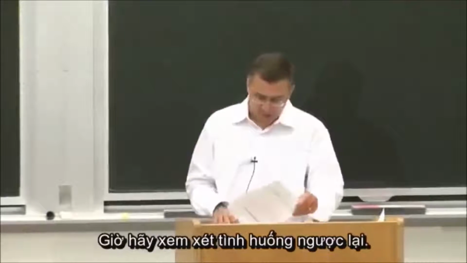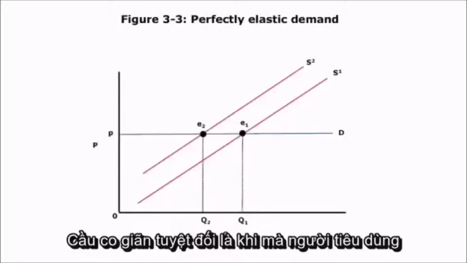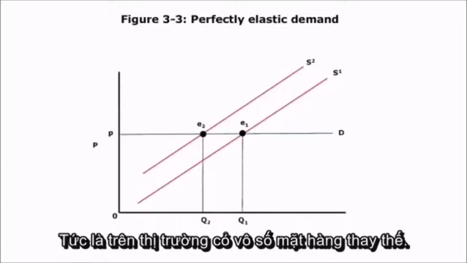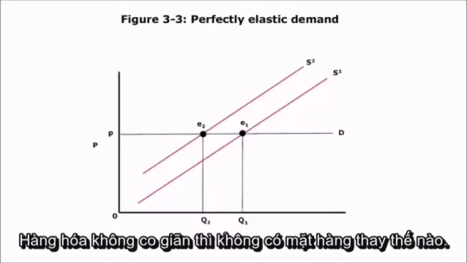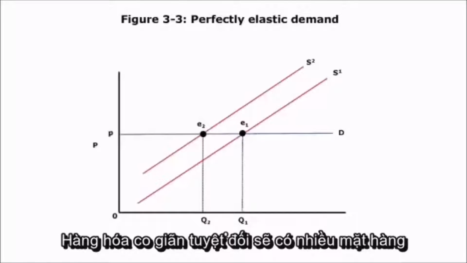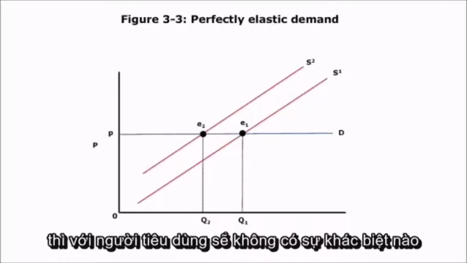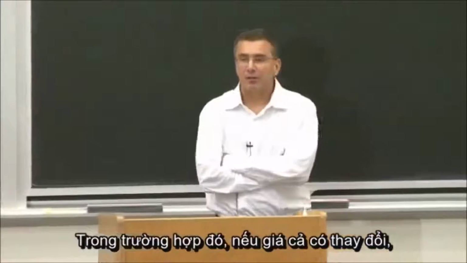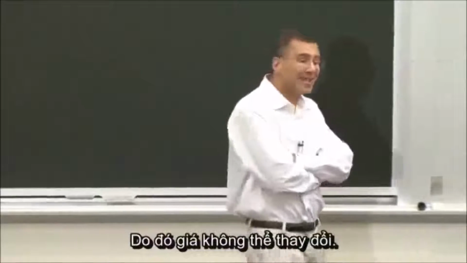Now let's consider the opposite. Let's look at figure 3.3 and think about perfectly elastic demand. Perfectly elastic demand is demand where consumers essentially don't care about the quantity, they just care about the price. That is, there are infinitely good substitutes. A perfectly elastically demanded good would be one where they're essentially perfect substitutes. An inelastic good is where there's no substitute. A perfectly elastic good would be this perfect substitute. Technically, if a good is perfectly elastically demanded, then you are completely indifferent between that good and a substitute. Well, if you're completely indifferent, then if the price changed at all, you would immediately switch. And so the price can't change.